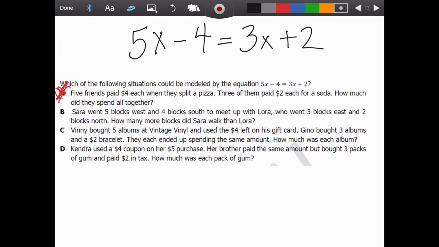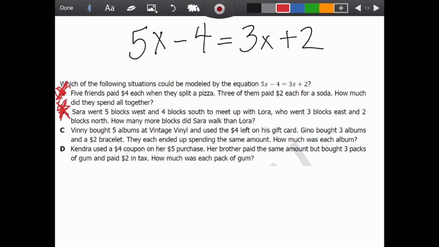And again, guys, they're not asking us did they walk the same amount or how many blocks it would take them to walk the same amount. So we're not setting Sarah and Laura equal to one another. It's just asking us how much more did Sarah walk than Laura. And again, they're not asking for an equation. So option B is out, not our answer.